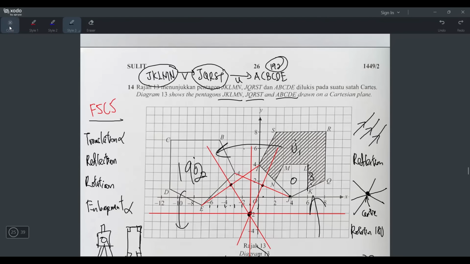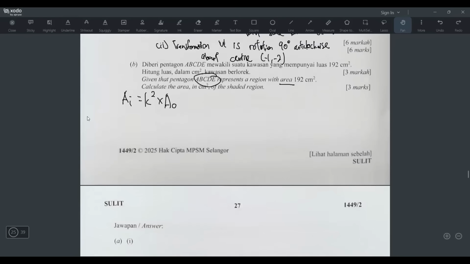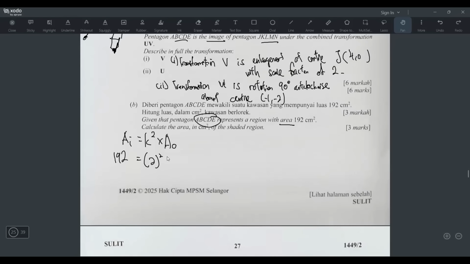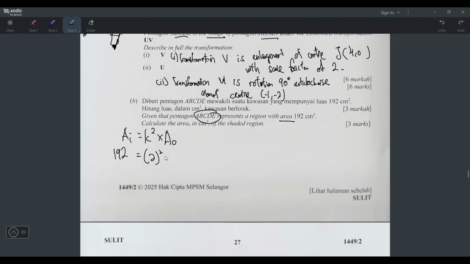Okay, 192. Now what? Calculate the area of the shaded region. You already know ABCDE is the image, so you can just put it here. And the k you found just now is 2, remember, when you described the transformation. So now you can find AO, the area of the object. But I know the question asks for the area of the shaded region, so later I have to subtract. Let's press this first: 192 divided by 4, you will get 48. And the unit will automatically be cm squared also.